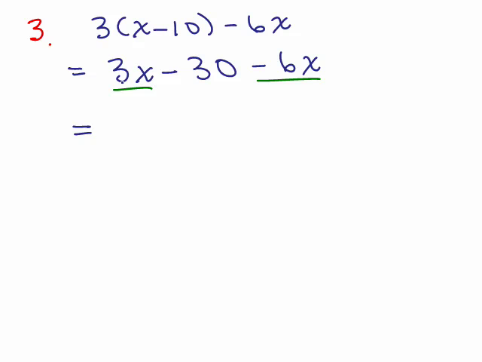And let's see, so if we add the coefficients, you have 3 plus negative 6. The negatives outweigh the positives, so it's negative, and then 6 minus 3 is 3. So the coefficient will be negative 3, but the variable part was x, so we have to put the x there, and minus 30. And that's number 3.